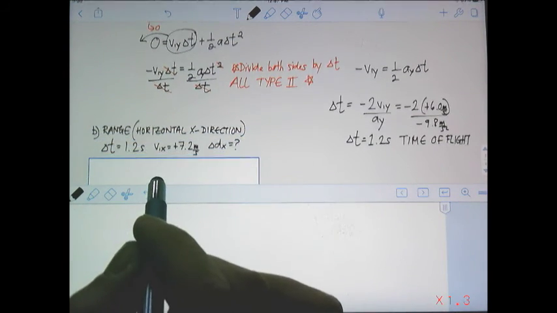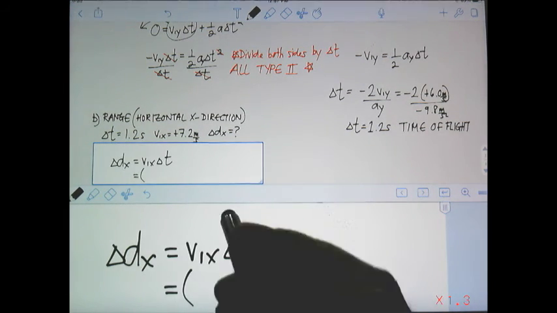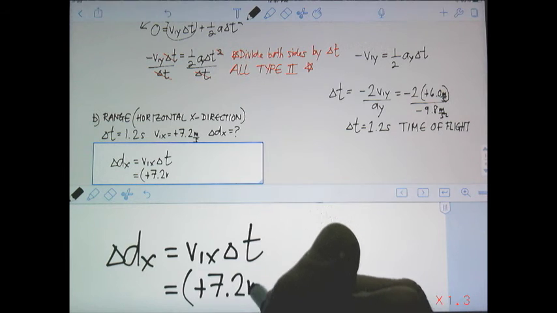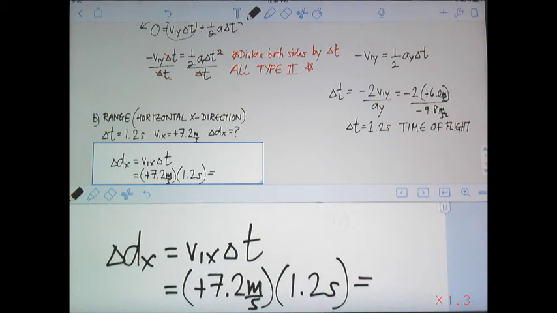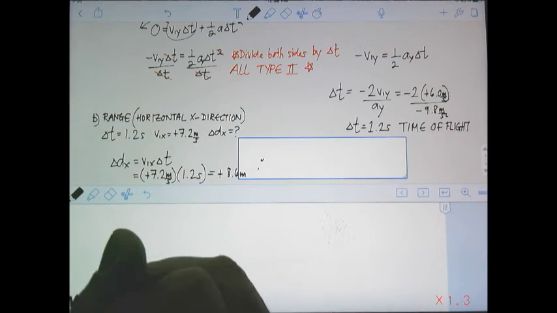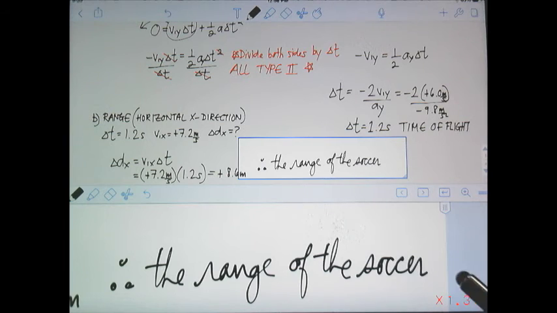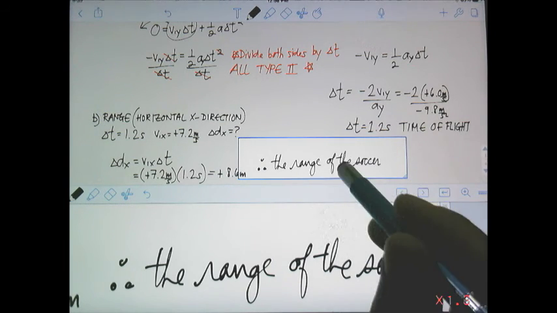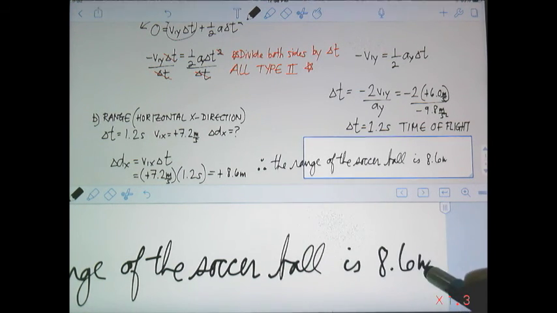We're going to use the equation we did in type 1, which is the range equation. So we sub and solve, and we get plus 7.2 meters per second times 1.2 seconds. To 2 significant digits, we get a range or horizontal displacement of 8.6 meters. When you state your answer, make sure you replace the plus or minus with the appropriate direction. The range of the soccer ball is 8.6 meters right.